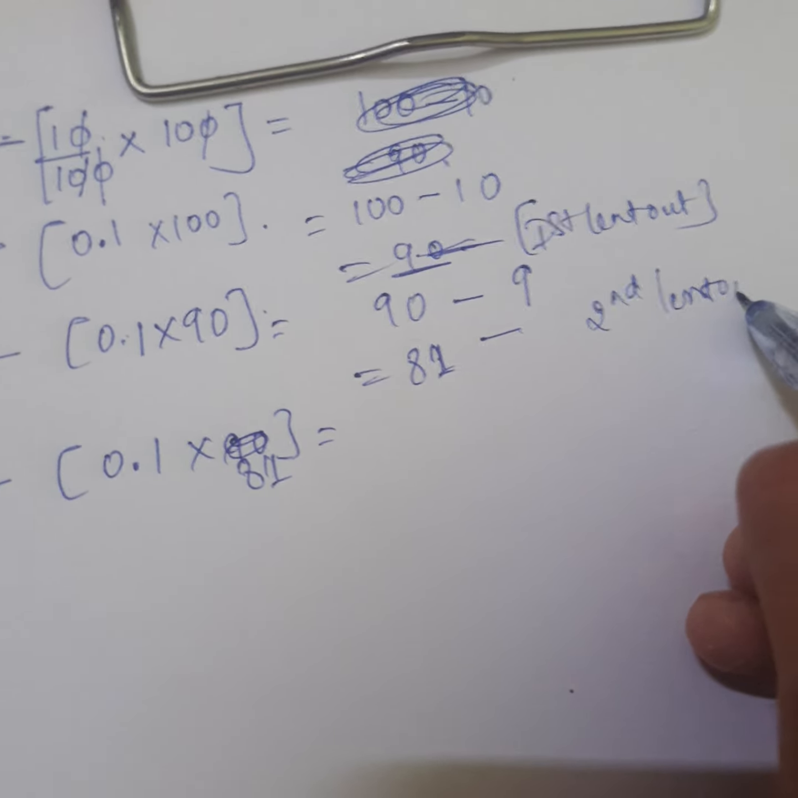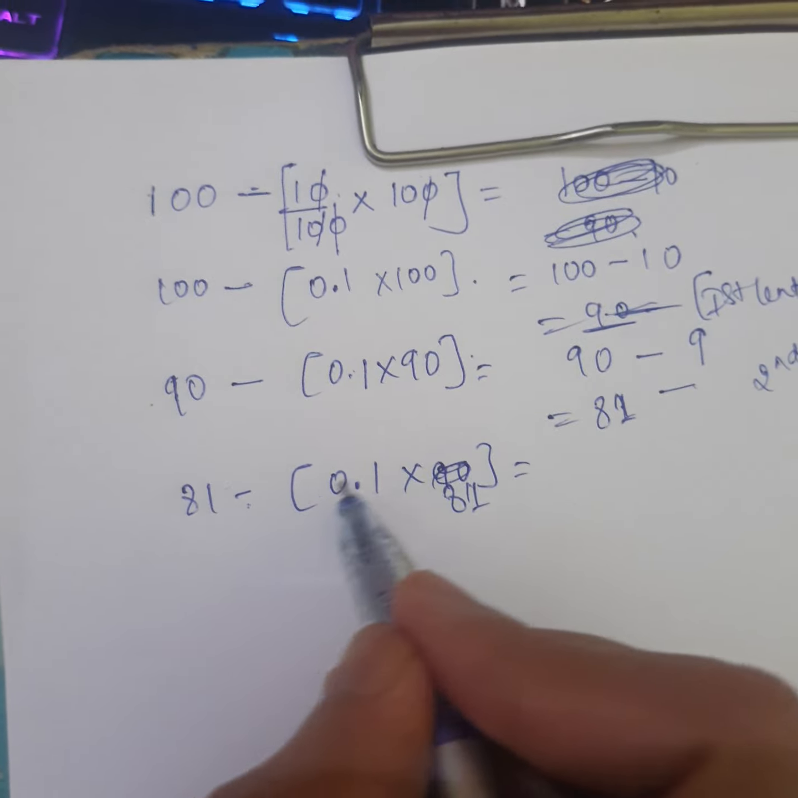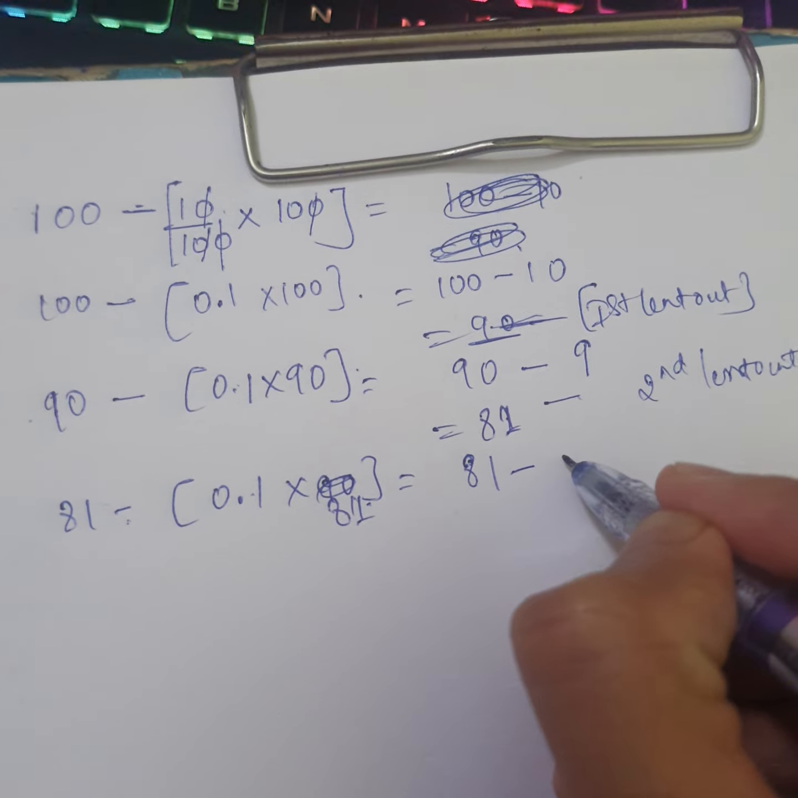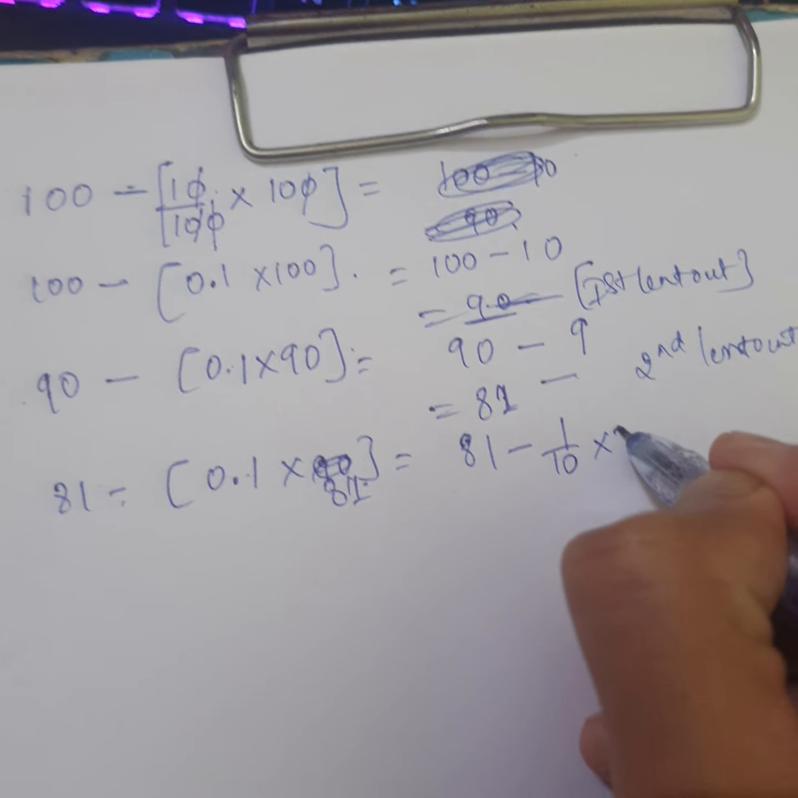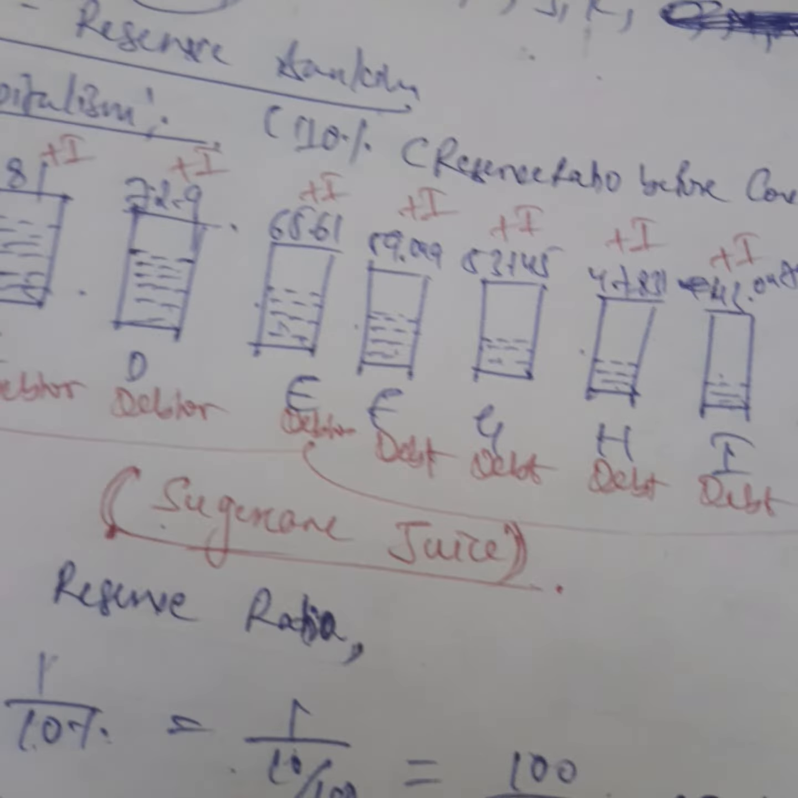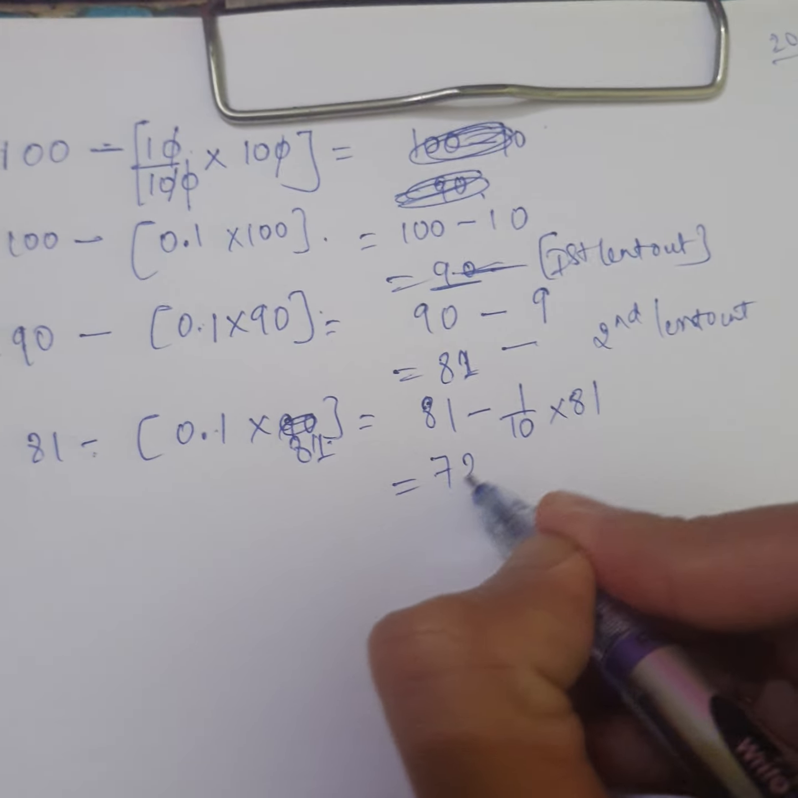This is the money created out of thin air concept. 81 minus 0.1 into 81, that is 81 minus 1 by 10 into 81, which is equal to 72.9.